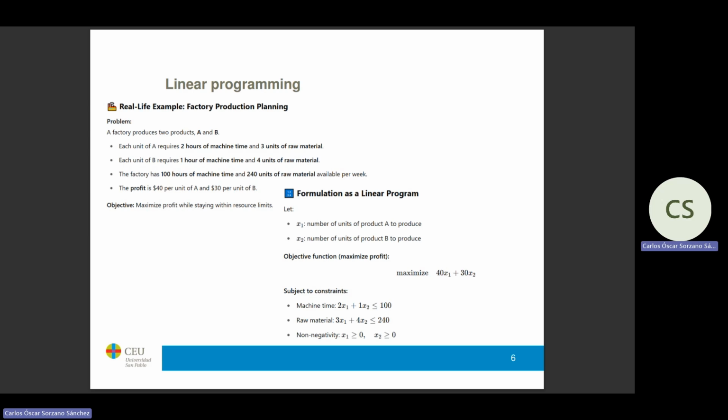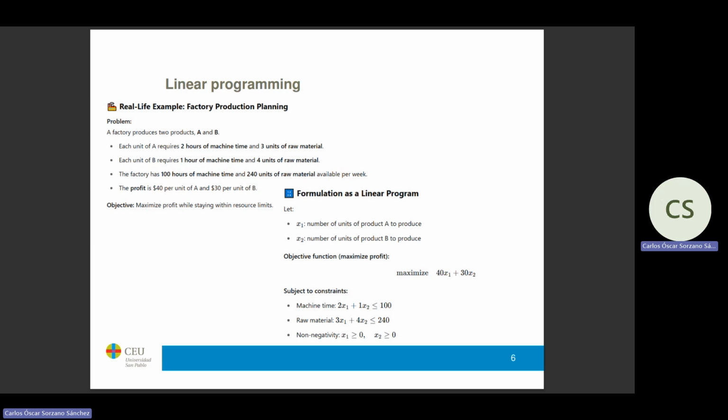So every A unit requires 2 hours of machine, every B unit requires 1 hour of machine. So it must be that 2x1 plus 1x2 must be smaller than 100 hours. And then the same for the raw material. So 3 times the A units plus 4 times the B units must be smaller than the total amount of raw material I have available per week.